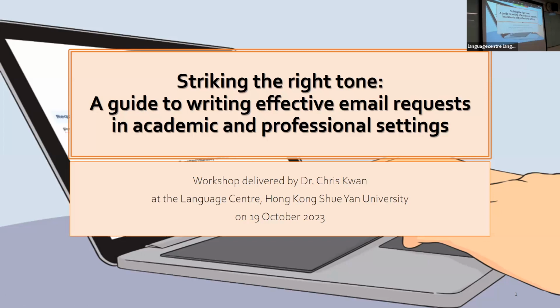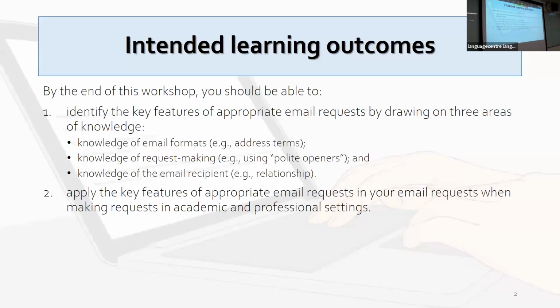So today's workshop is about how to write an email request using the right or the most appropriate tone in academic and professional settings. I would like to begin by stating two intended learning outcomes first. I hope that by the end of today's workshop, you should be able to, number one, identify some key features of appropriate email requests.